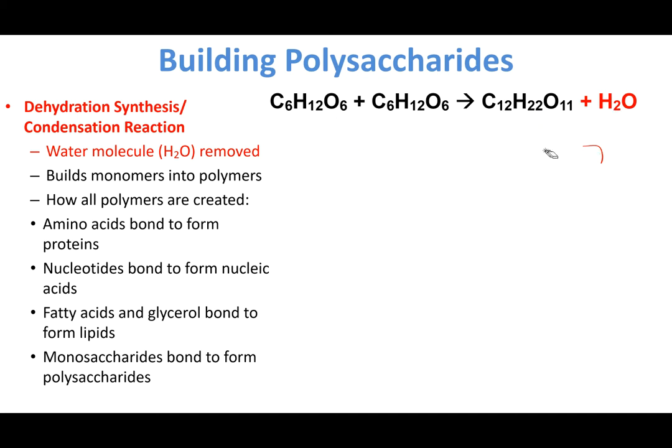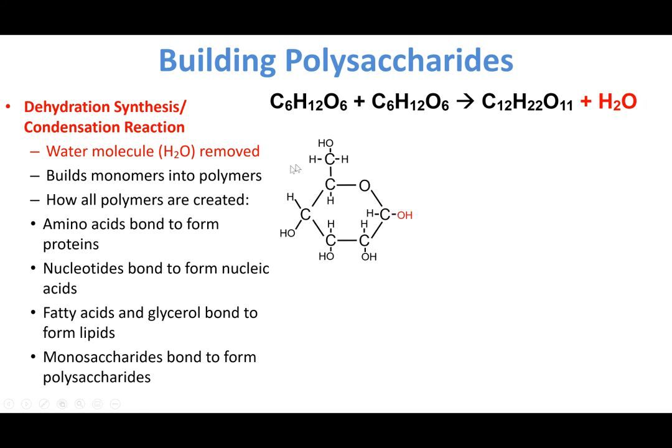So this type of reaction is what builds all polymers. It doesn't matter whether you're talking about carbs, lipids, proteins, nucleic acids. The reaction name is the same. It's a type of reaction. So amino acids bond to form proteins using dehydration synthesis. Nucleotides bond to form nucleic acids using dehydration synthesis, right? And you're always going to get a water molecule. Same thing with fatty acids and glycerol to make lipids, or the thing that we're actually talking about, putting together monosaccharides to form polysaccharides.